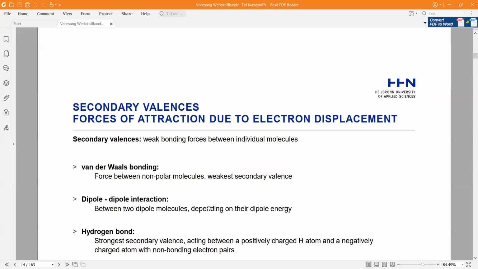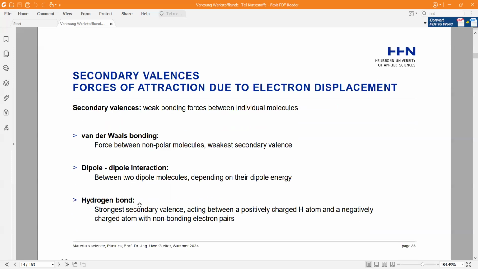Secondary valences are forces of attraction due to electron displacement. Secondary valences are weak bonding forces between individual molecules, and there are basically 3 types. The first one, van der Waals bonding, is the force between nonpolar molecules, the weakest secondary valence. The dipole-dipole interaction is between 2 dipole molecules, depending on their dipole energy. The hydrogen bond is the strongest secondary valence, between a positively charged hydrogen atom and a negatively charged atom's non-bonding electron pair.